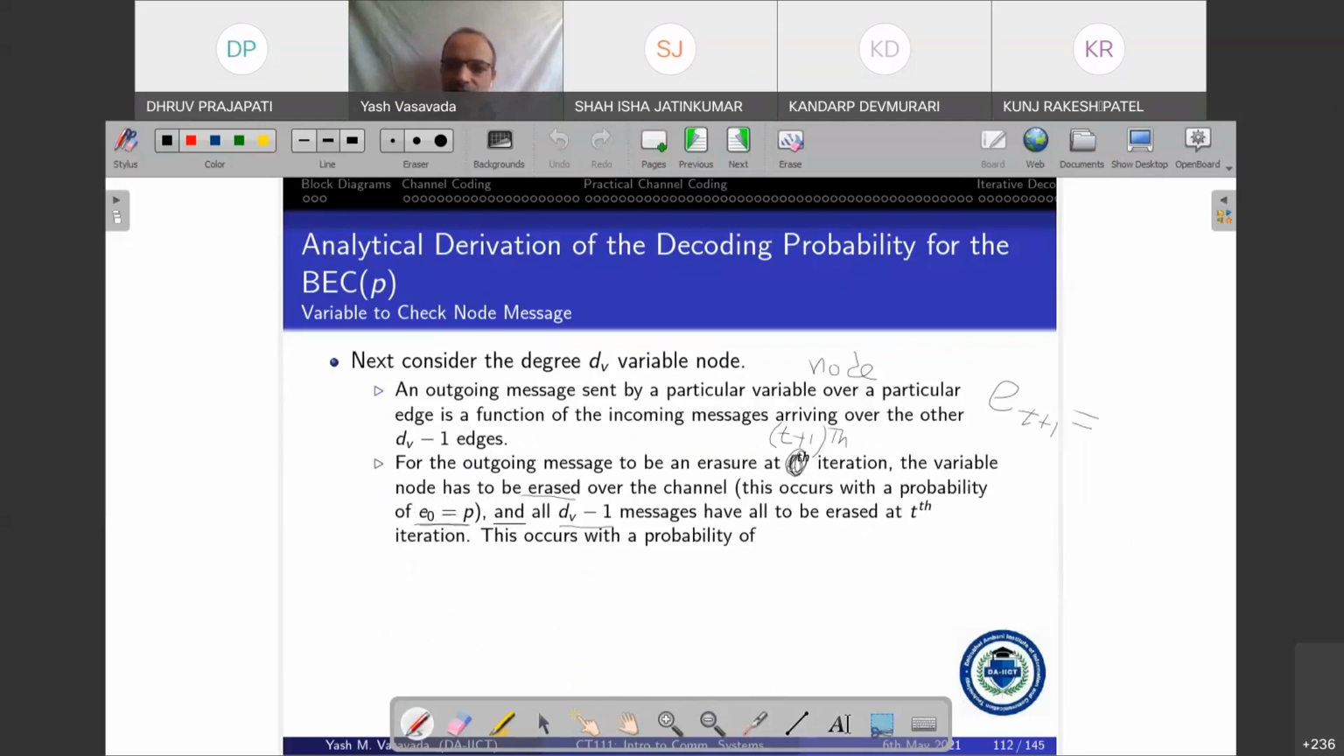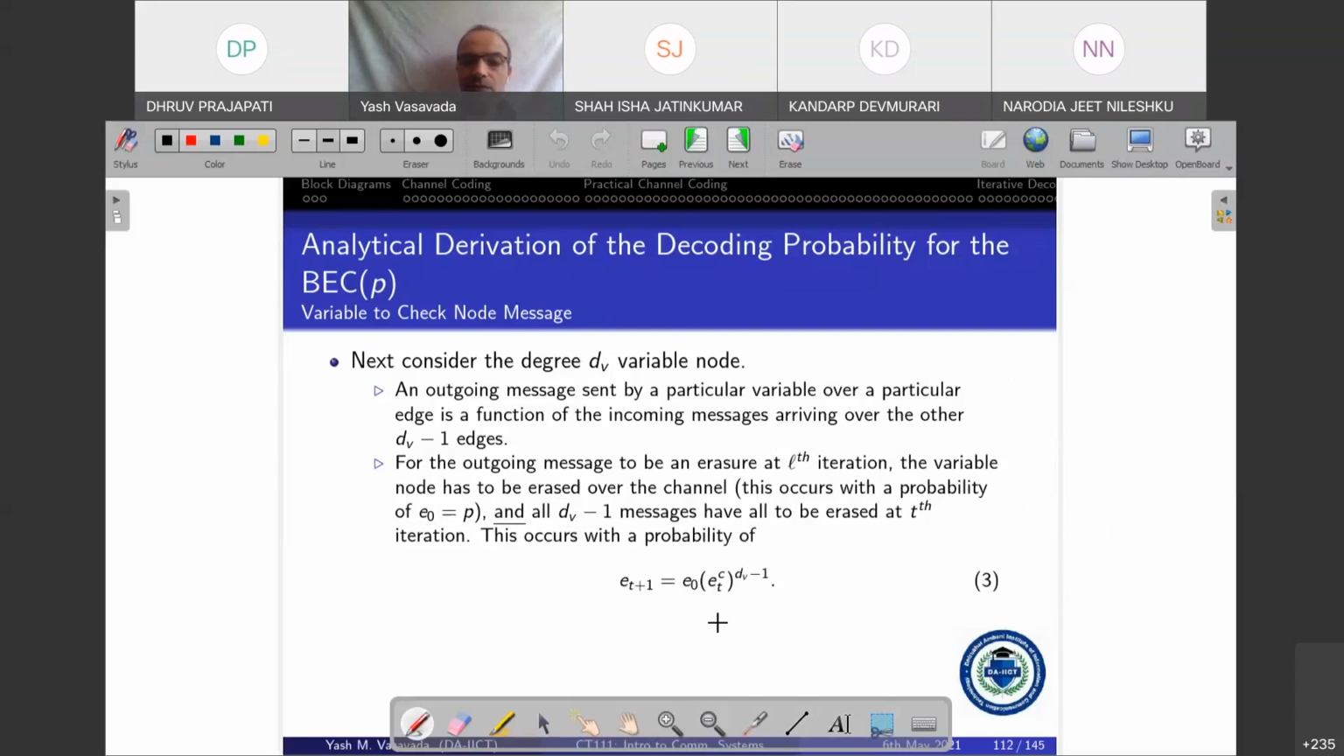Correct. So it will be E0 times E, the erasure probability at the tth iteration for the check node c, and this I have to raise to dv minus 1. That is the probability that the message coming out of the variable node will be erased. So this is what I have written here.